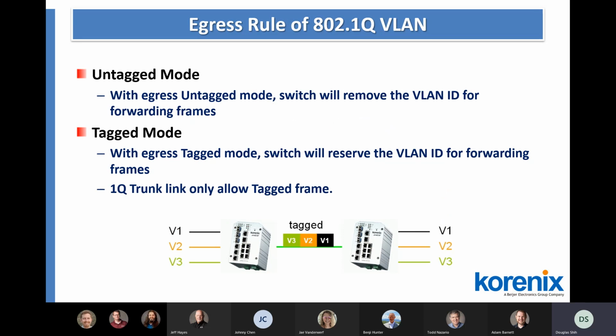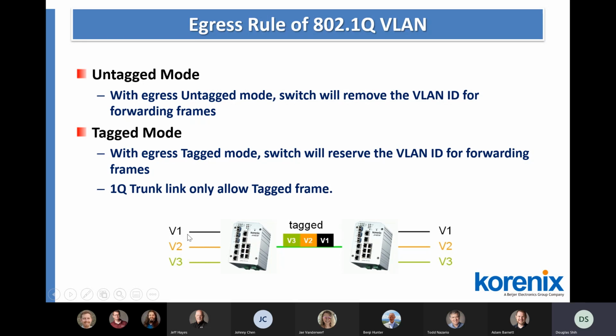And then we can go to the egress rule for VLANs. For the egress rule, we can simplify it into two parts. The first one is the untagged mode. If we choose the untagged mode, the switch will remove the VID and forward the frame. And if we choose the tagged mode, the switch will keep the VLAN ID when forwarding the frame.